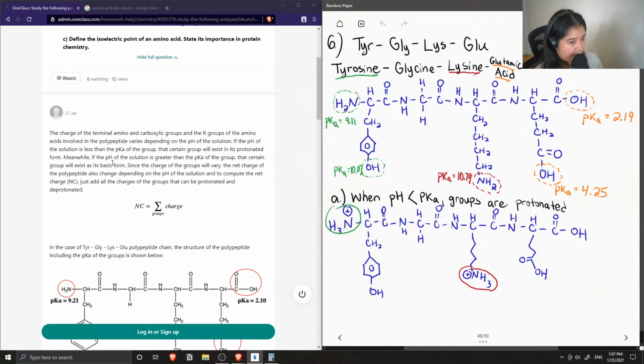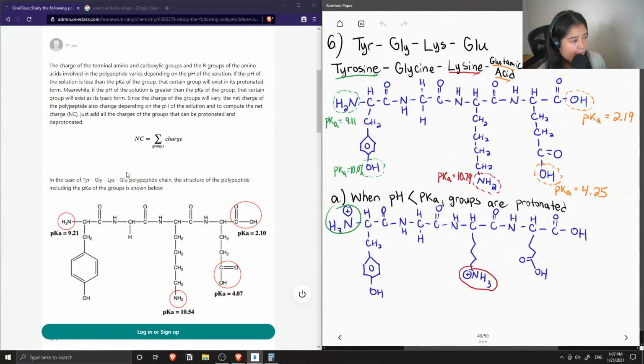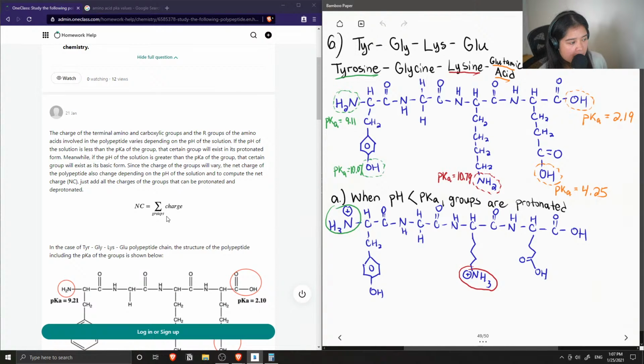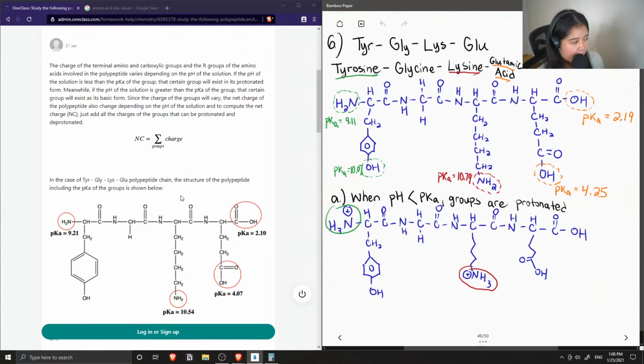Yep. So since the charge of the groups will vary, the net charge of the polypeptide also changes depending on the pH of the solution. And to compute the net charge, just add all the charges of the groups that can be protonated and deprotonated. So they show that the net charge is equal to the sum of the charge of all the groups.